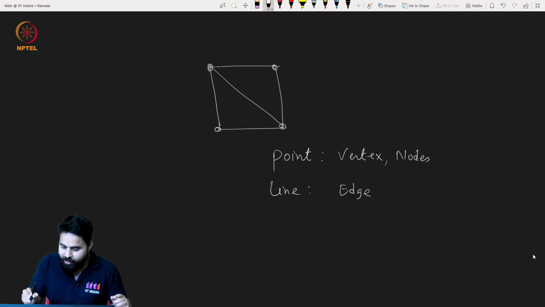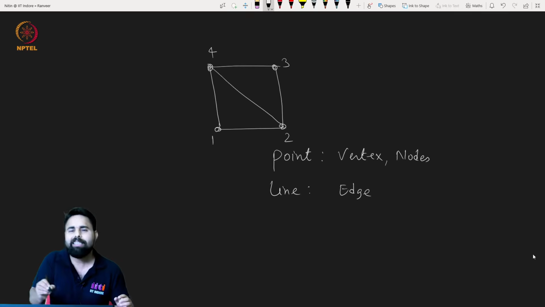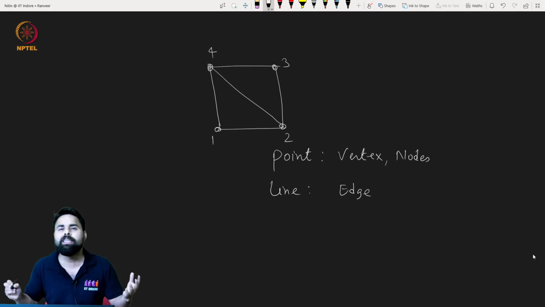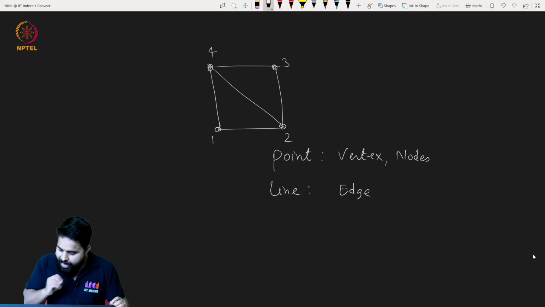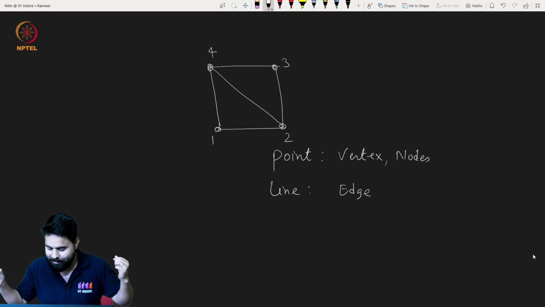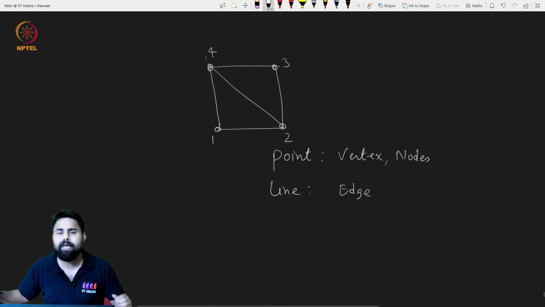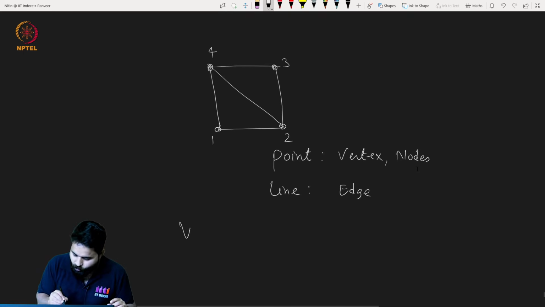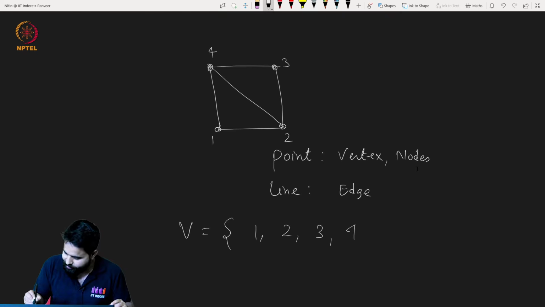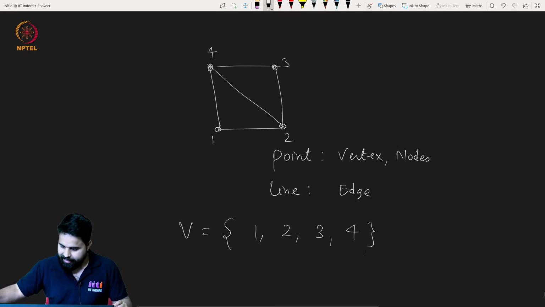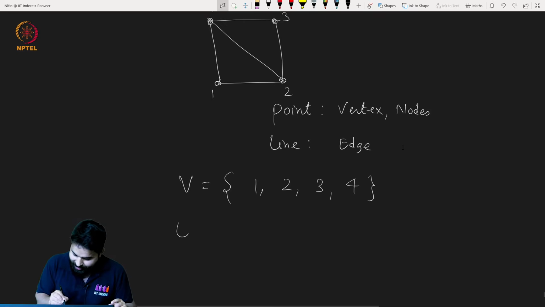For example here, how many vertices or nodes are there? There are 4 vertices. Let me number them: 1, 2, 3, 4. You can give some other names also: v1, v2, v3, v4. No issue. And then the lines are these. Sorry, I told you I will not make use of lines. So edges are, if you see, pairs of vertices. So let me write: the vertex set is 1, 2, 3, 4, and the edges are these.